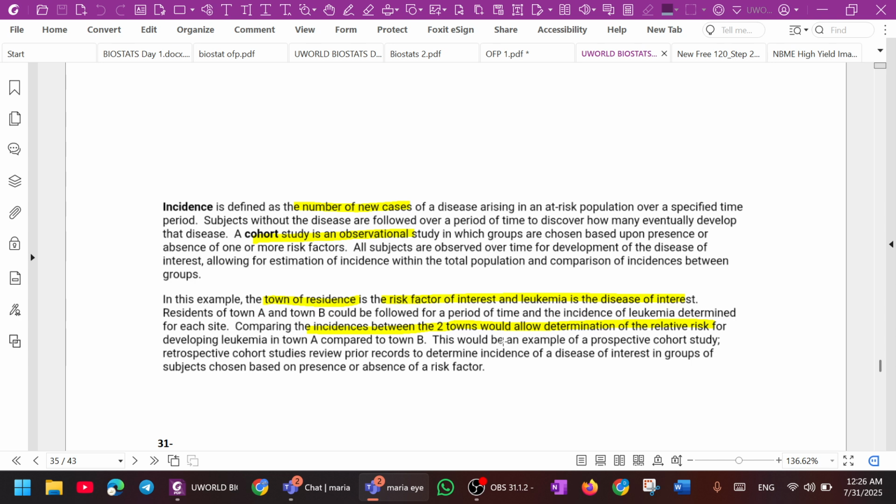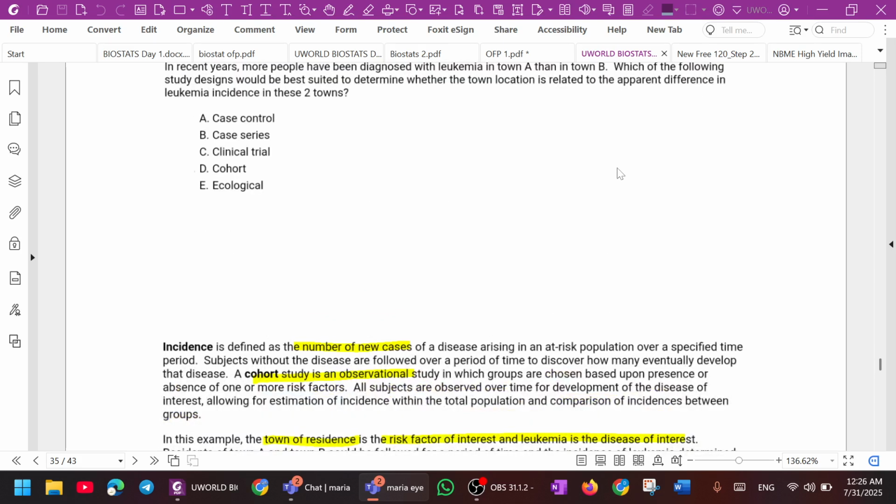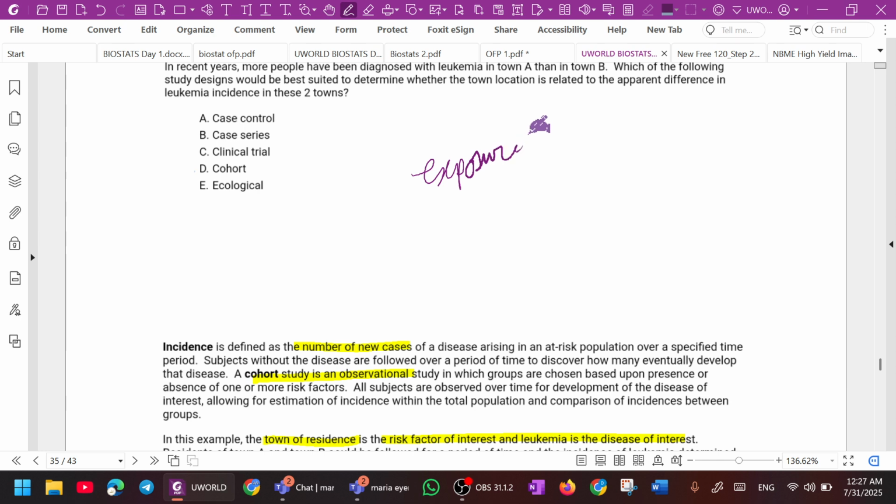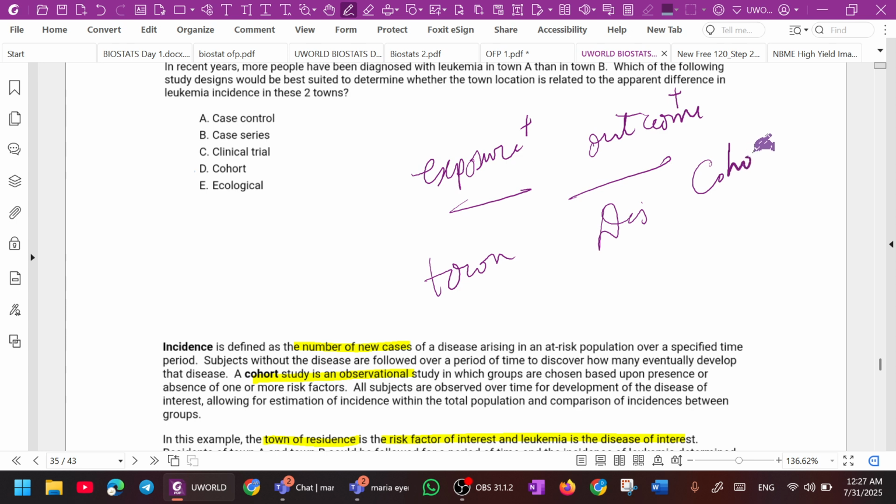So you pick people with exposure and people with no exposure. I guess the exposures will be town A and town B. And then you follow them for years and you see if they develop the outcome, which is leukemia. The question was asking what study design would be the best one to determine whether the location, the town, is the one causing the disease.